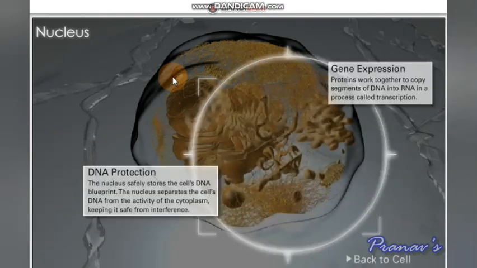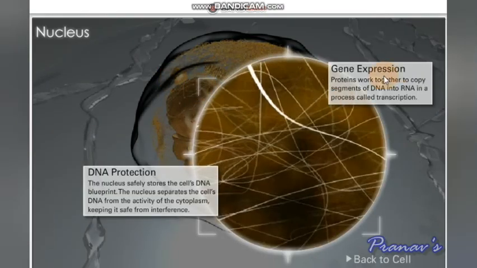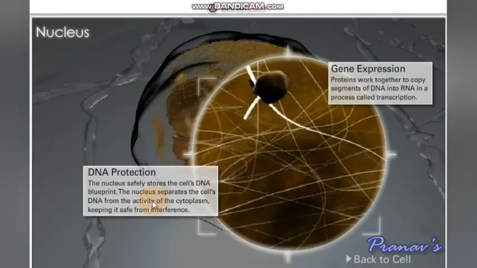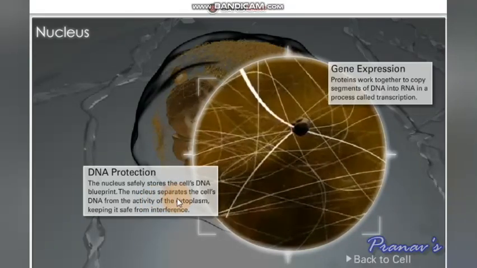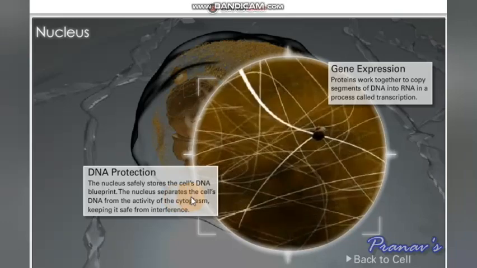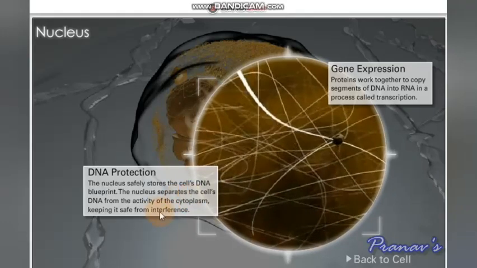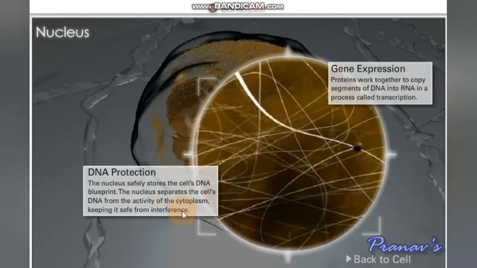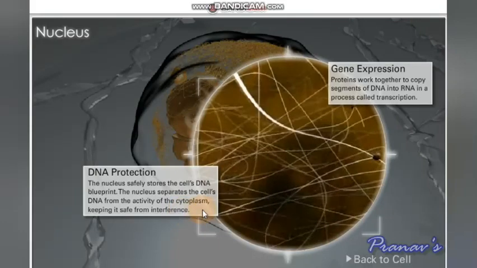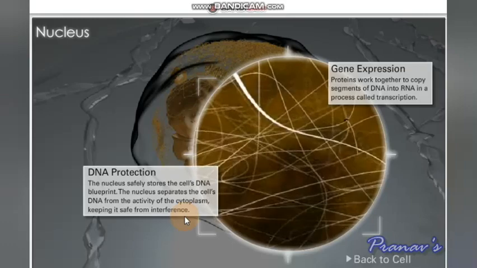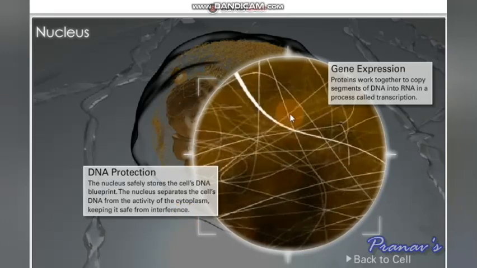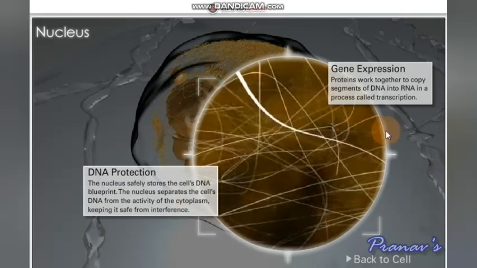Let's start our discussion with the most important cellular organelle, that is the nucleus. Nucleus was discovered by Robert Brown in 1831. Nucleus is the control center of the cell. It is the most important cell organelle. It contains the DNA, that is deoxyribonucleic acid. DNA contains the information for making protein.